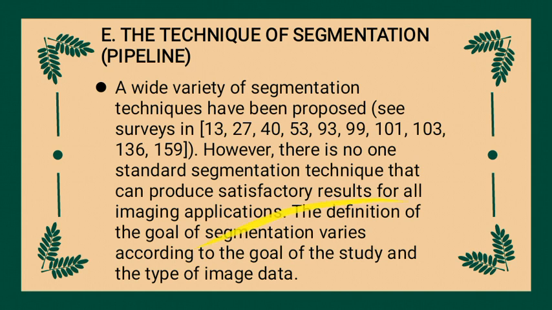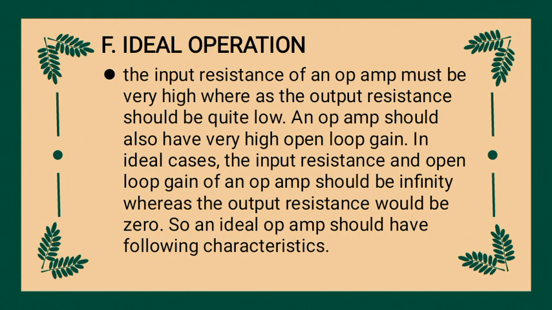F. Ideal operation. The input resistance of an op amp must be very high, whereas the output resistance should be quite low. An op amp should also have very high open loop gain. In ideal cases, the input resistance and open loop gain of an op amp should be infinity, whereas the output resistance would be zero. So an ideal op amp should have the following characteristics.